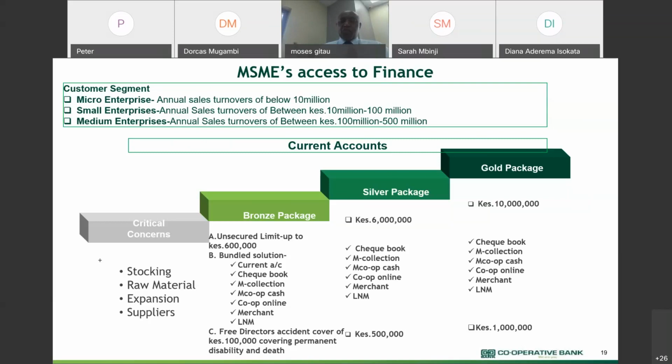So if you have to go then to the next in terms of the relationship, the borrowing, the entry point is the package accounts. I think I would want to end there, Dorcas, so that I give you the opportunity now to cover the trade finance solutions that come with those packages. Thank you.